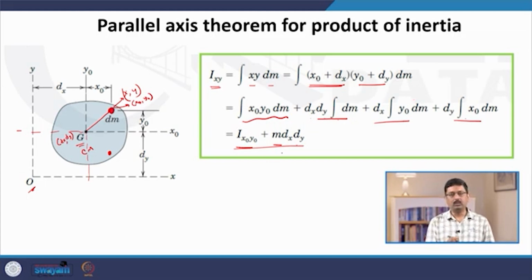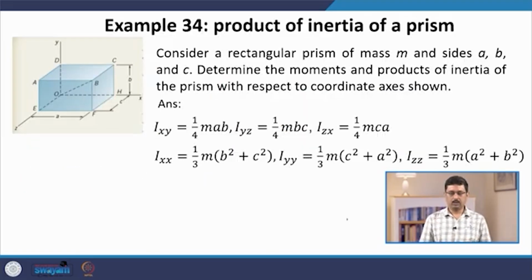So, this is analogous. If dy equals dx, then this will be the distance of the center of mass from this axis. So, this is the analogue of the parallel axis theorem which we have so far learnt for each axis, x axis or y axis. Now, we have applied and generalized it to the case of product of inertia. To get familiarized with this concept, let us work through an example.